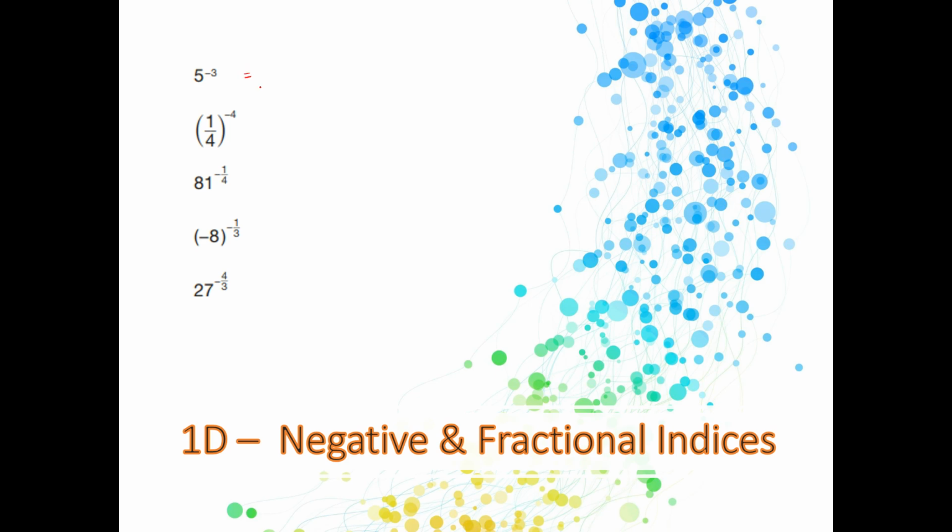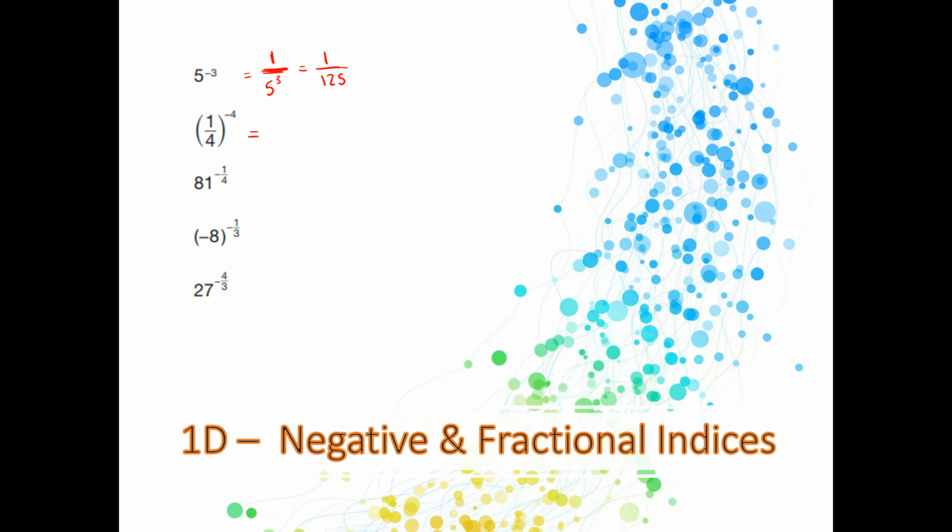So, to rewrite that with a positive power, you would write it as 1 over 5 to the power of 3. The negative power means that it goes in the denominator, or its reciprocal. Okay, we know that 5 to the power of 3 is 125, so the answer here is 1 over 125.